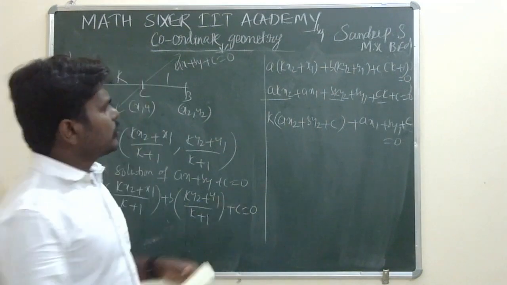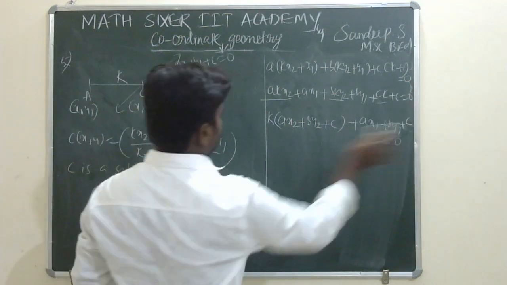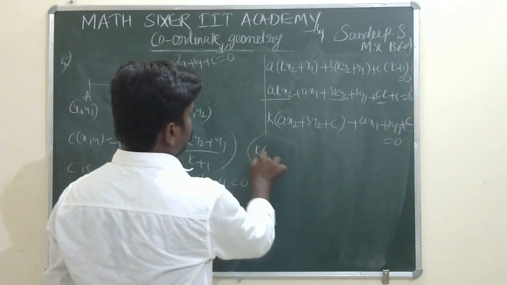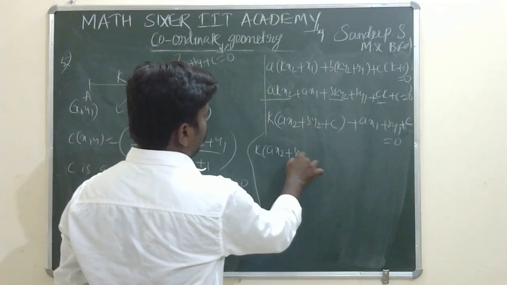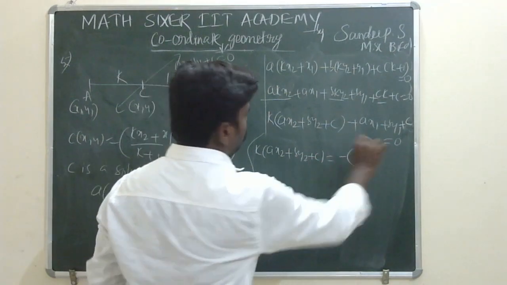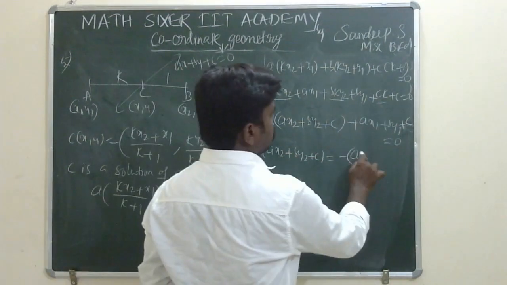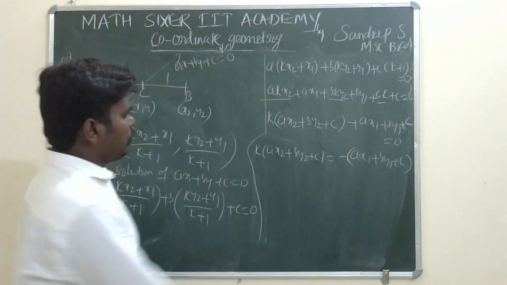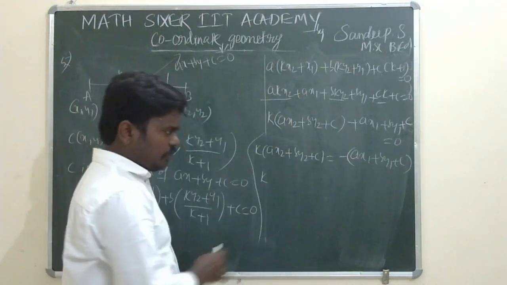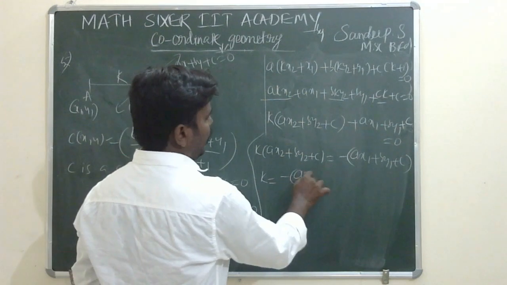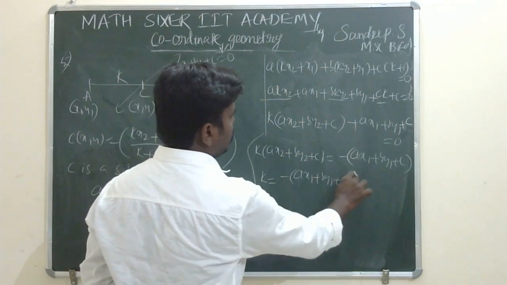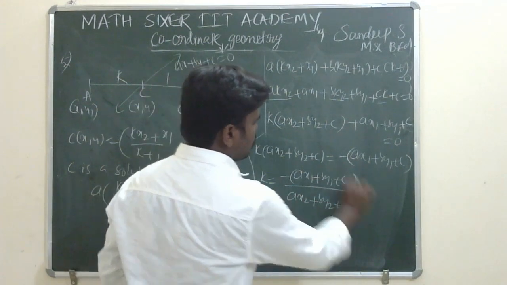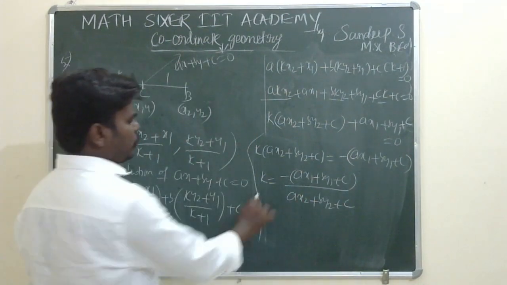Now take this term to that side. So k into (a x2 plus b y2 plus c) is equal to minus of (a x1 plus b y1 plus c). Now we want the value of k. So k is equal to what? Minus (a x1 plus b y1 plus c) divided by (a x2 plus b y2 plus c). Okay, so this is the proof of this.